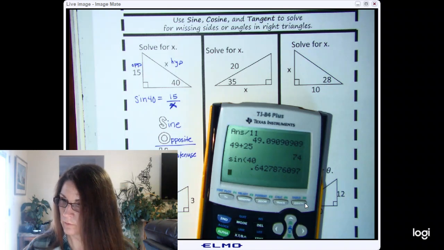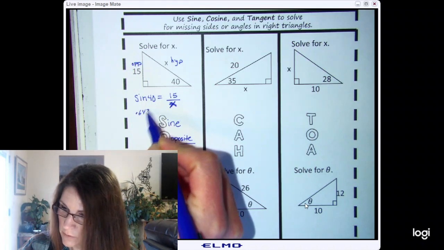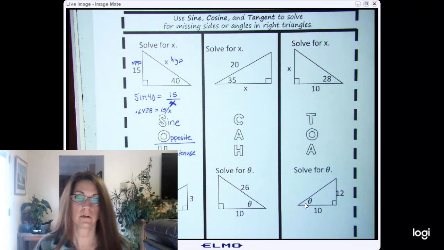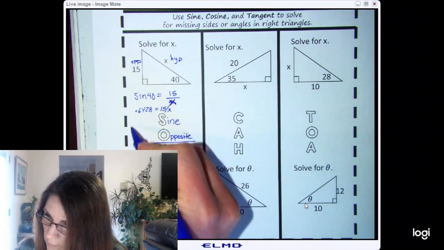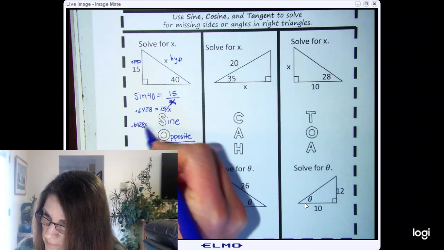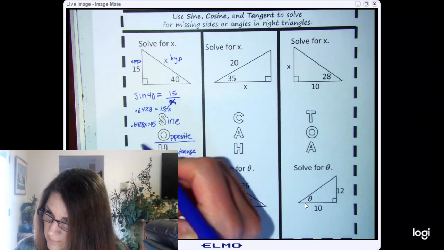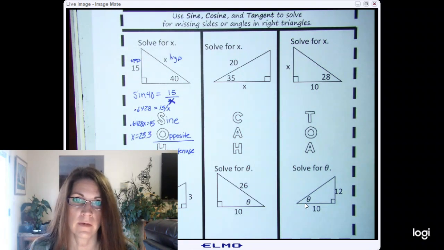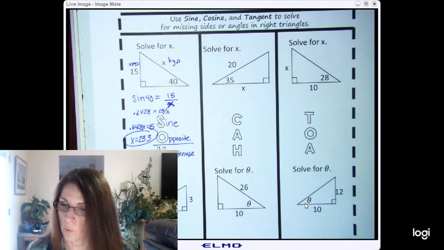All right, so now I'm going to take the sine of 40. And we usually round to 4 decimal places. So here I'll put 0.6428 equals 15 over x. Should have written a little smaller. Times both sides by x. And I will get 0.6428x equals 15. Do a little division. 15 divided by, and I get x is 23.3. Round to the nearest tenth for me on these, please. Solving for x, we now know that missing side length is 23.3.